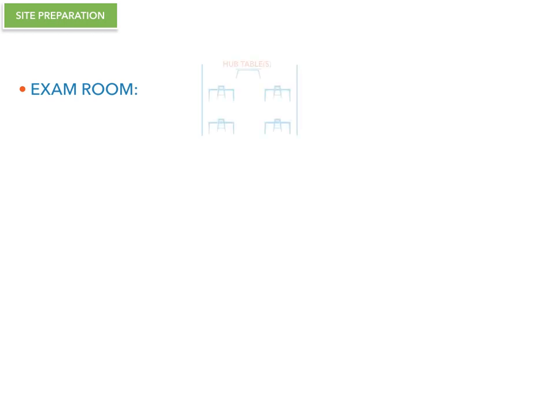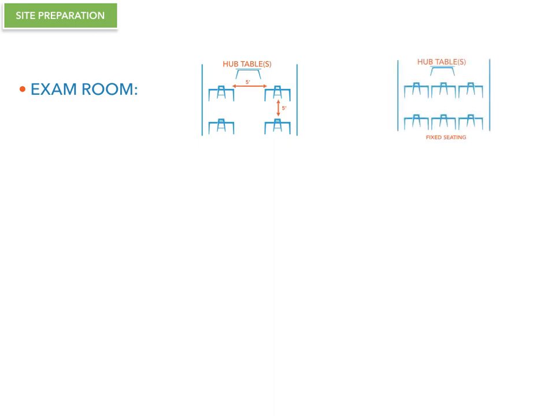In a correct room setup, rows and columns of seats should be approximately 5 feet apart. If there's fixed seating, it may be necessary to skip a chair between test takers to ensure proper spacing, and that's perfectly acceptable. The table for each hub should be close enough to an electrical outlet so that the extension cord will be able to reach.